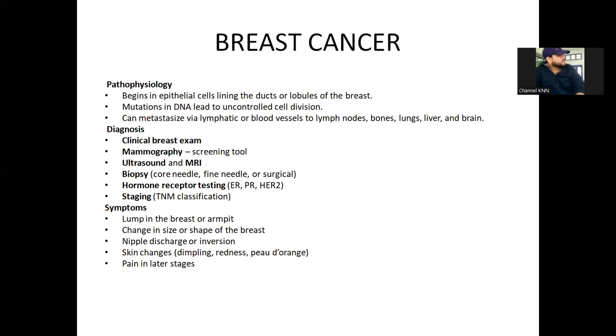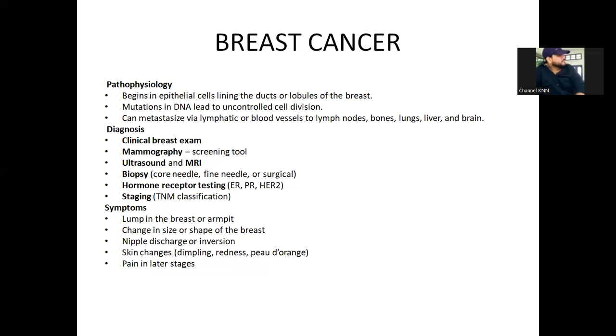Staging is the TNM classification, which was developed by the American Joint Committee on Cancer and the Union for International Cancer Control together. T means tumor size and extent, N means the involvement of nodes, and M means metastasis. Metastasis means how much cancer has spread to other parts of the body.